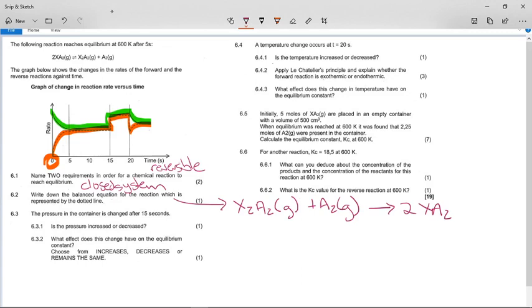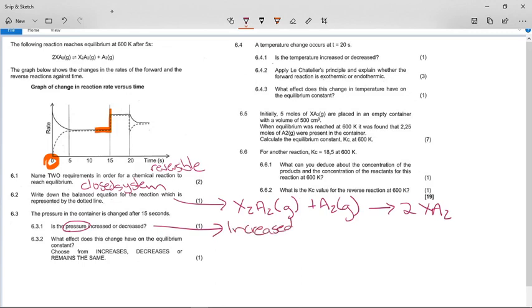Now it says to you the pressure in the container is changed after 15 seconds. So here is the 15-second line. Now if we rub everything out here to get a better look, what is exactly happening at 15 seconds? The graph went from equilibrium and the reaction rate immediately went up. So something must have increased the reaction rate. Remember that pressure has an effect just like concentration. If you increase concentration, you increase reaction rate, and pressure of gases works the same way. So the pressure has to have been increased.